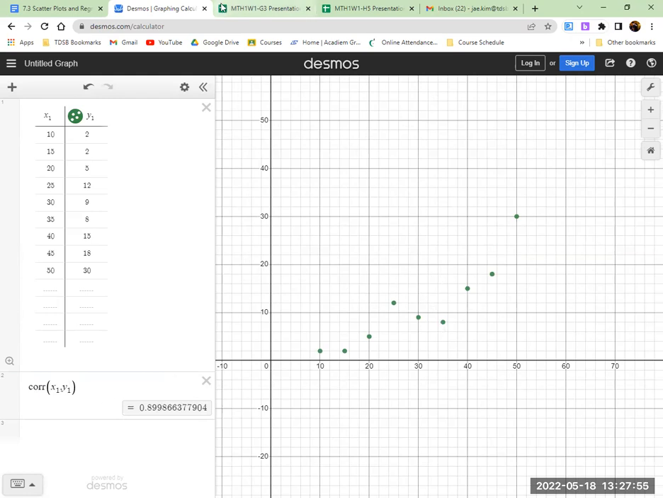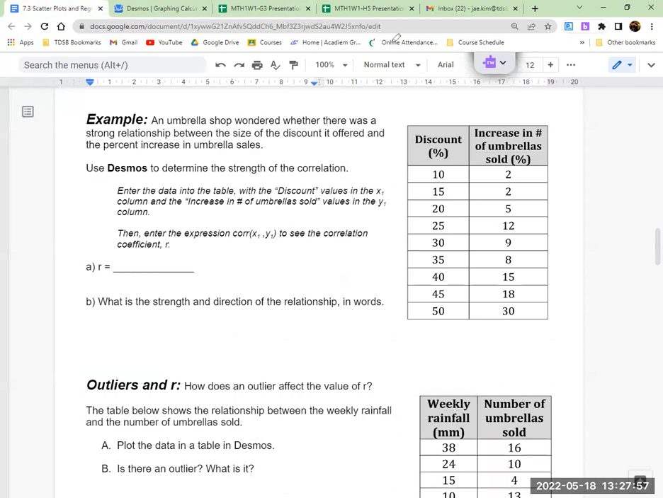So this is it. And so I am going to go back to my sheet and say my R value is 0.899. It's a very strong correlation because it's close to 1, right?